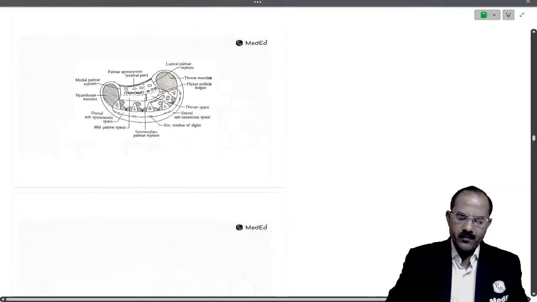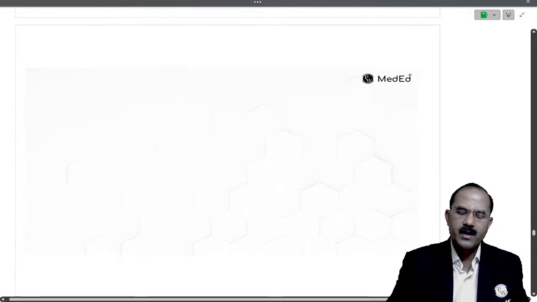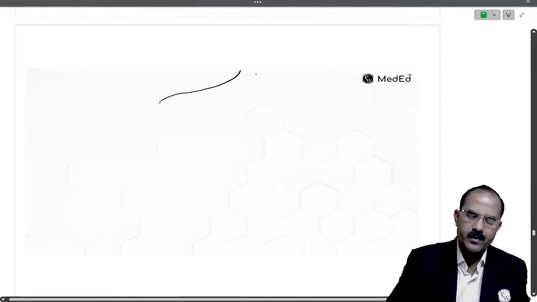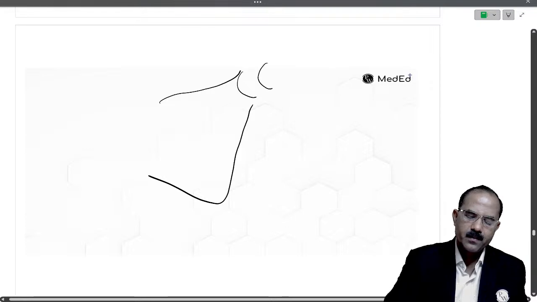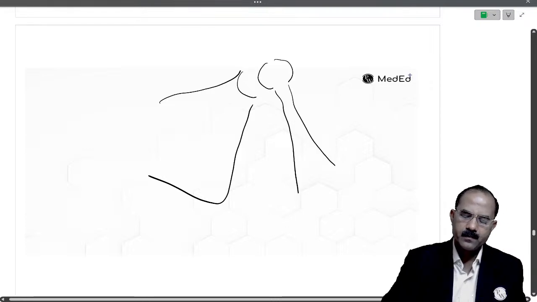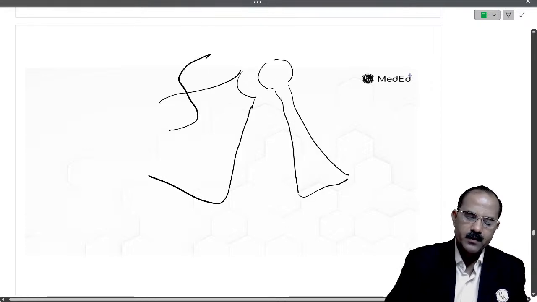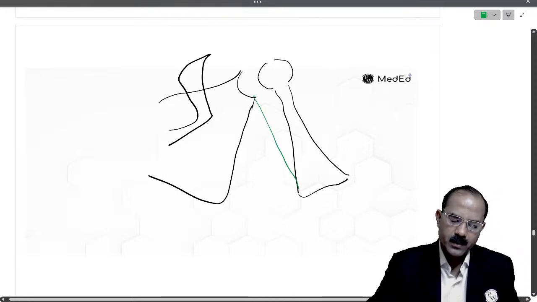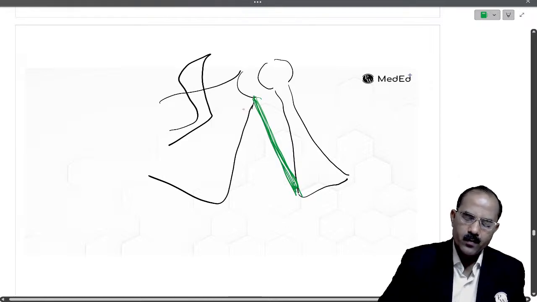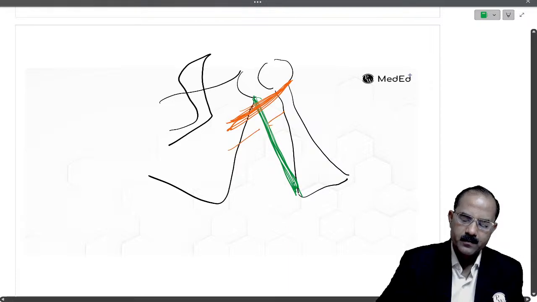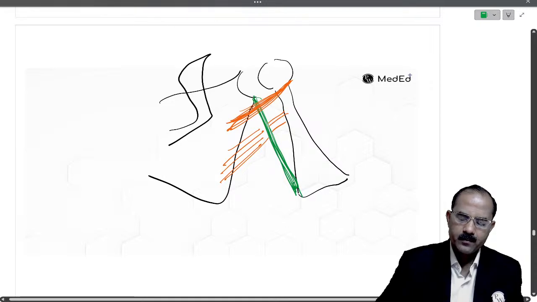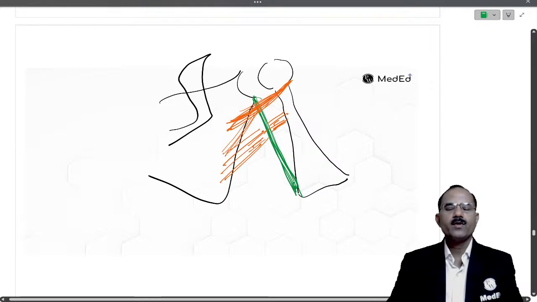Excellent, very good children. Okay, I'll just draw a slide for you and we'll come to an end of this lecture now. Can anyone tell me this? Come on children, who is this? What is this muscle? What is this muscle? And what is this muscle? Come on, say it. What is this muscle?